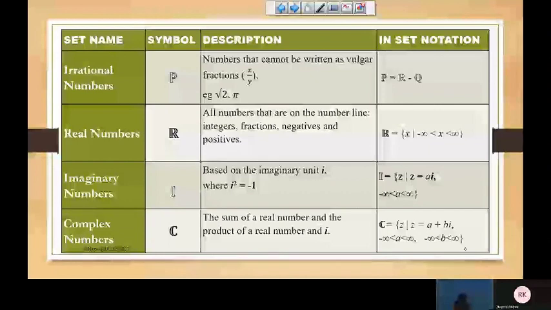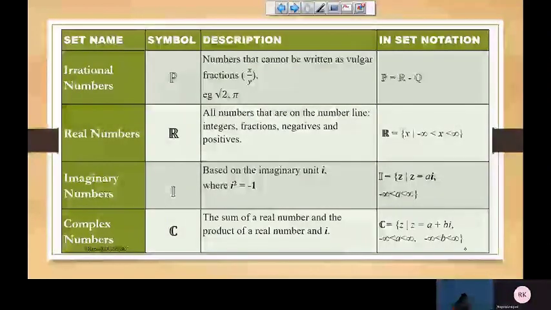Okay, and then finally, we move on out of the real numbers, we get into the imaginary numbers, where we are saying imaginary numbers are based on the imaginary unit I. So there's a constant, the value I. That constant, that value I, is given the value that if you square I, the square of I is equal to negative 1. I squared is equal to negative 1. So in other words, I is the square root of negative 1.